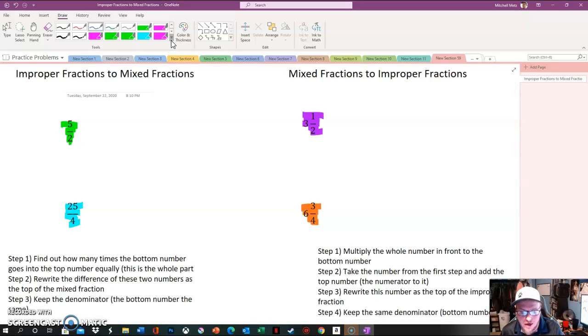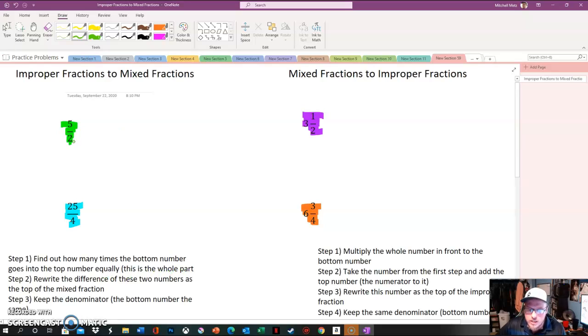If you notice at the bottom, I'm going to have the steps that you need to follow in order to do this correctly. So let's start with improper fractions and converting them to mixed fractions. If you look here, 5/2, it's an improper fraction because it has a bigger number in the top. So let's follow these steps to convert it. First, we have to find out how many times the bottom number goes into the top number equally. This is the whole part.